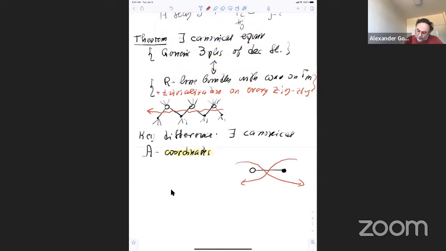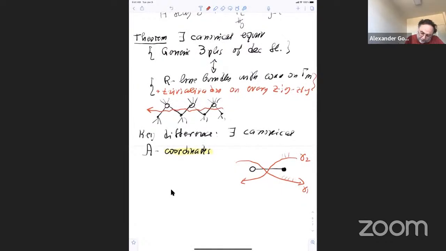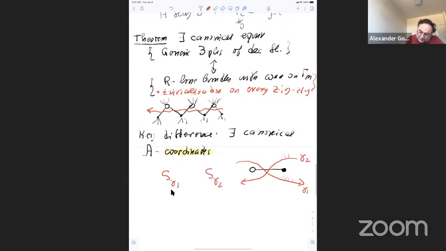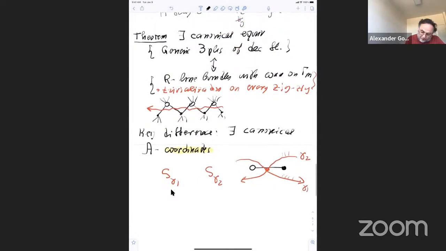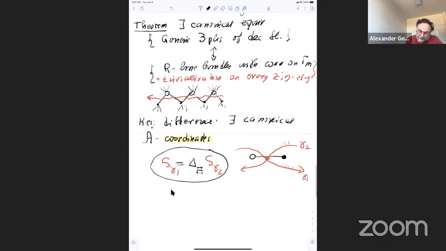And so let's call this zigzag gamma 1, and this zigzag gamma 2. But then they come with trivialization. So you have some section here of this line bundle, and you can compare them. You can take section S gamma 1 and section S gamma 2, and compare them at the point where they intersect. Then their ratio is given by some number, and this number is an invariant of the edge. So those delta E are the A coordinates.